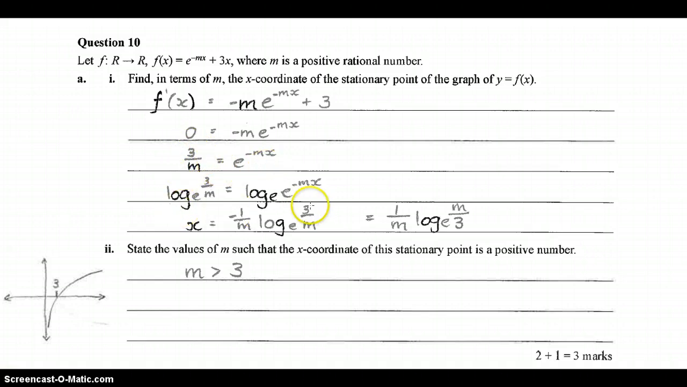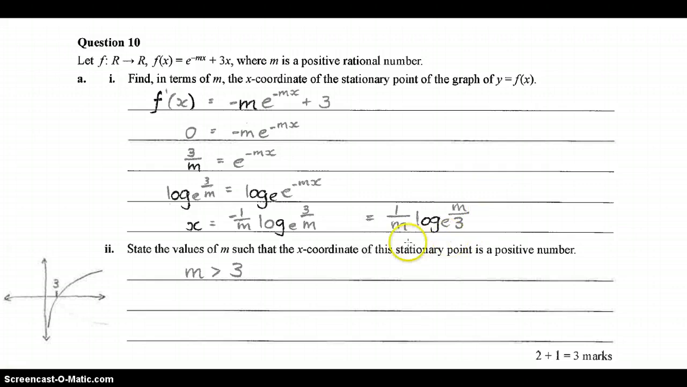Take the log of both sides. Take the negative mx out to the front. Log e just becomes 1. Then if we divide by negative m, we get x is equal to negative 1 on m log e of 3 on m. Now we could actually rewrite that as positive 1 on m log of e to the m minus 3. And that's if we're taking this negative and we're doing 3 on m to the power of negative 1, which is m on 3.